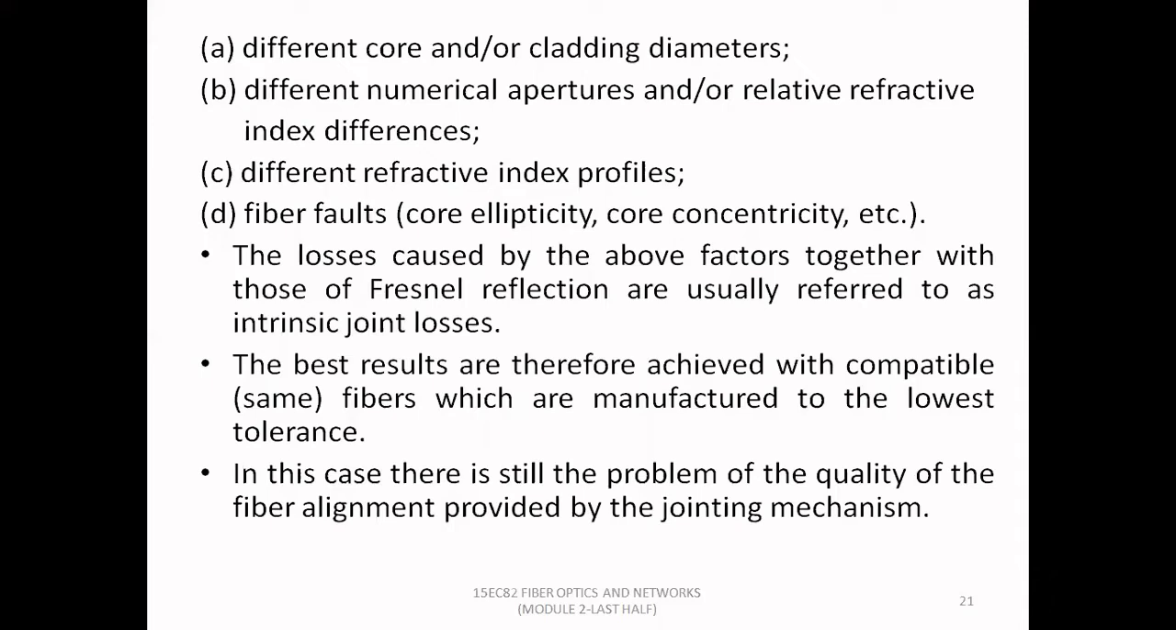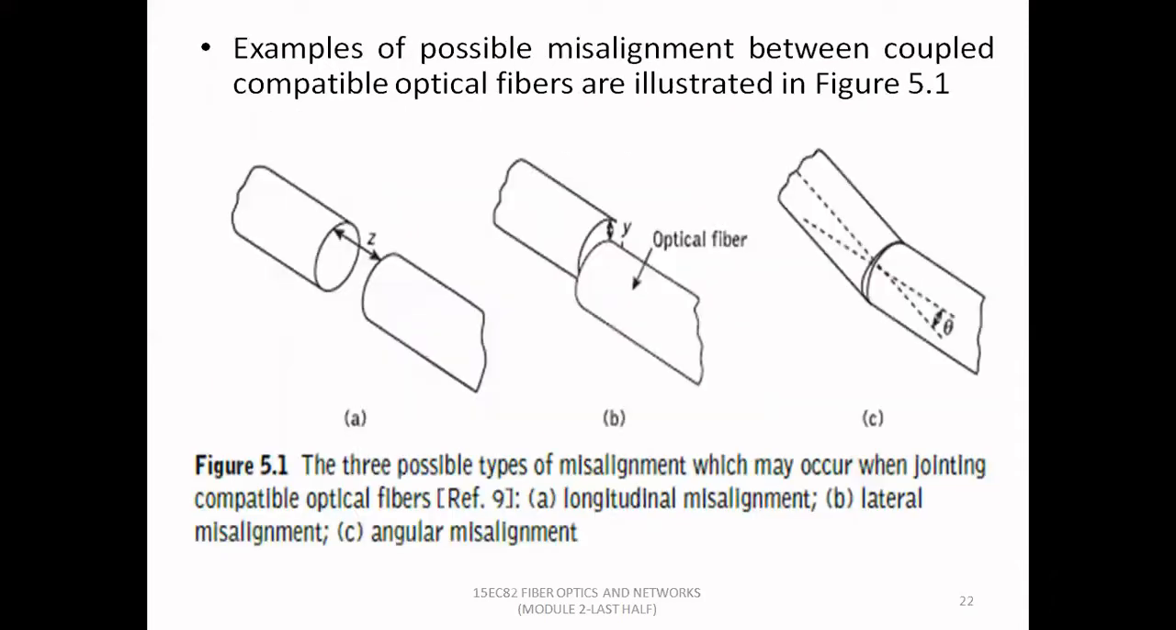The losses caused by the above factors together with those of Fresnel reflection are usually referred to as intrinsic joint losses. The best results are therefore achieved with compatible fibers which are manufactured to the lowest tolerance. In this case, there is still the problem of the quality of the fiber alignment provided by the jointing mechanism. Examples of possible misalignment between coupled compatible optical fibers are illustrated in figure 5.1. The first case is longitudinal misalignment, the second is lateral misalignment, the third is angular misalignment.